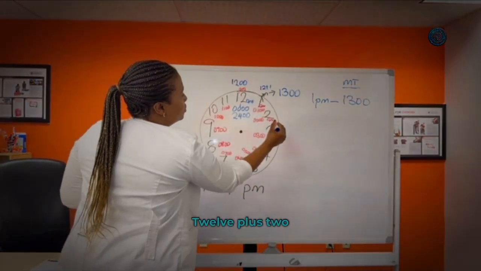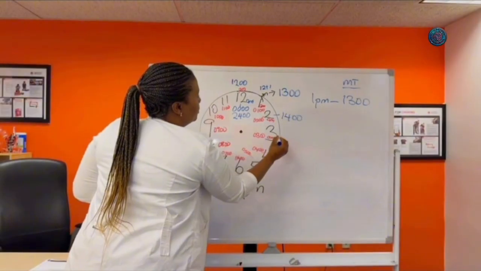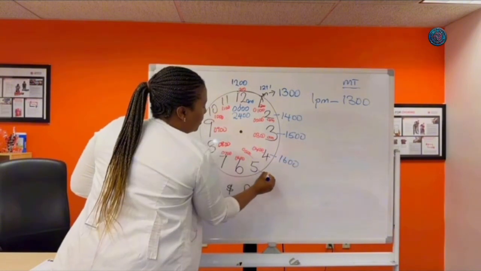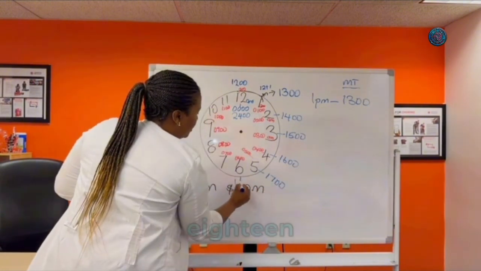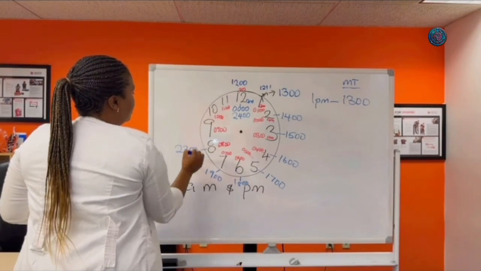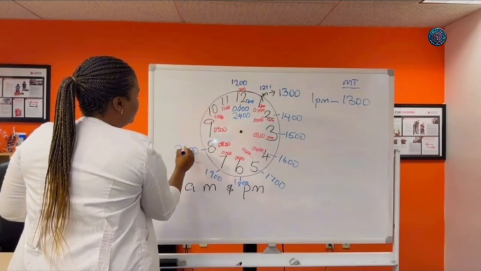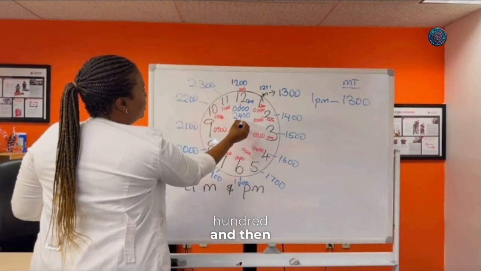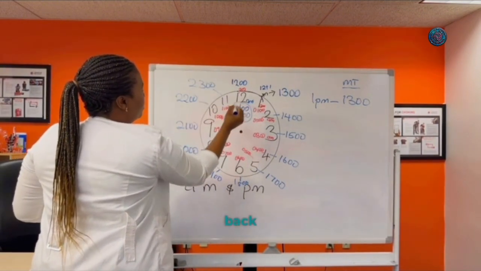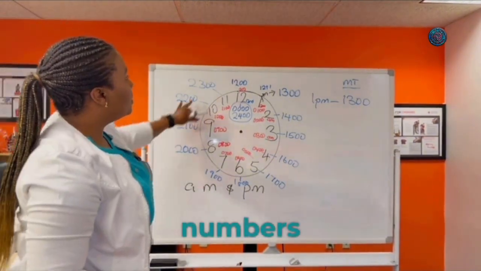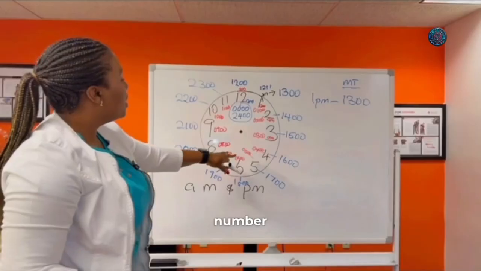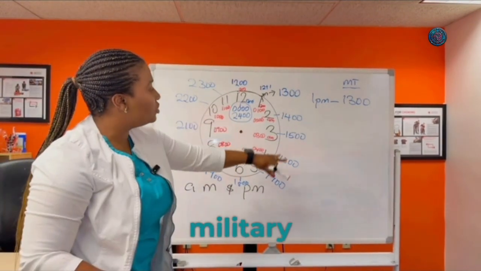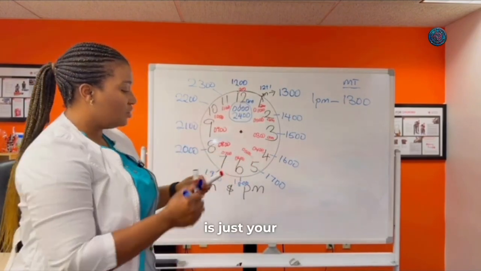Now let's finish up the rest. 12 plus 2 will give you 1400. 12 plus 3 will give you 1500, 1600, 1700, 1800, then 1900, 2000, 2100, 2200, 2300, and then back to 12 AM. So the numbers in blue are your military numbers, and the one in red is also your military number but in AM. The blue is military number in PM, and then the black is just your regular number.